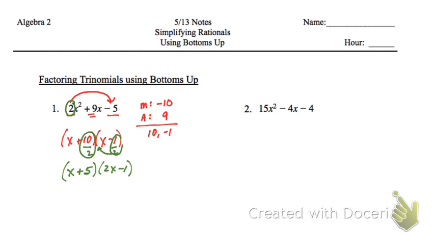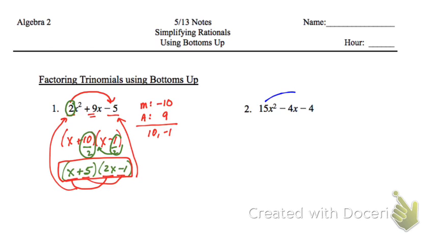Now we can see we're in business here because when we do x times 2x, we get our 2x squared. And when we do 5 times negative 1, we get our negative 5. So got a lot of arrows going there, but there is the factorization on number 1 here. It'd be x plus 5 times 2x minus 1. So if you want to try number 2 on your own here before I do it, press pause and get to it. Okay?